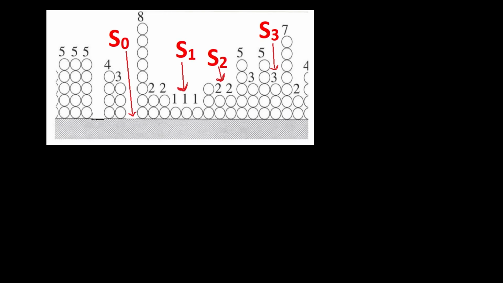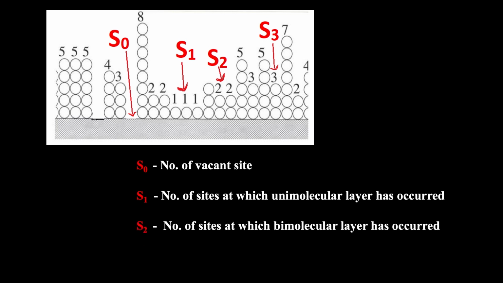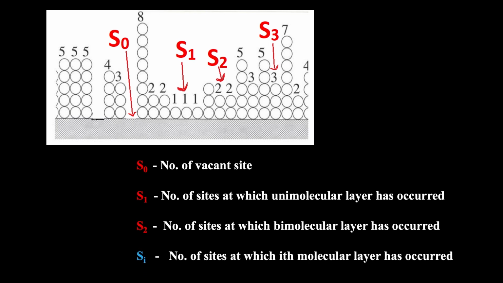Let us see how they have derived this equation. The diagrammatic representation of multilayer adsorption is shown here. In this figure, S0 represents the number of vacant sites. S1 is the number of sites at which a unimolecular layer has occurred. S2 is the number of sites at which a bimolecular layer has occurred. Thus, Si denotes the number of sites at which the ith molecular layer has occurred.